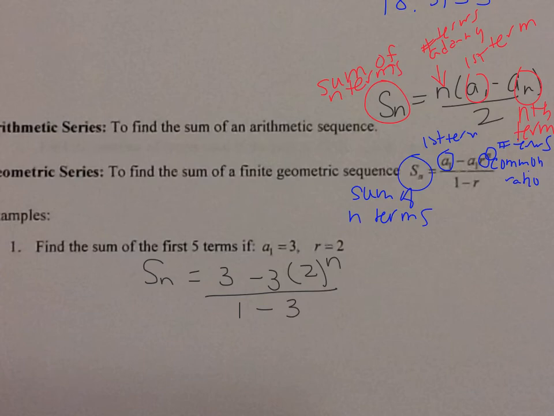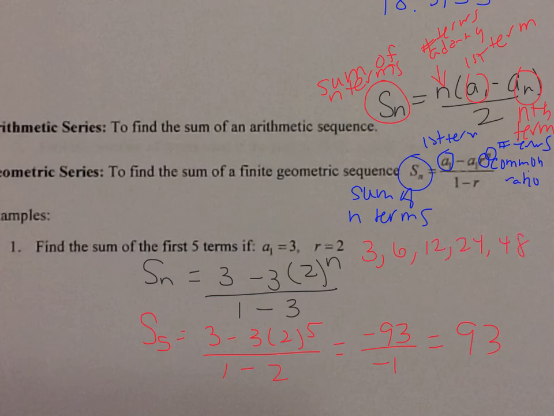So I want to add up the first 5 terms. So I want S sub 5, which is 3 minus 3 times 2 raised to the 5th power, over 1 minus 2. That's my common ratio, my bad. So 1 minus 2 is negative 1. And the numerator, you could just plug in your calculator, you get negative 93. So negative 93 divided by negative 1 is 93. So if I had written this out, 3, 6, 12, 24, 48, that would be my first 5 terms, and if I added all these up, I would get 93.